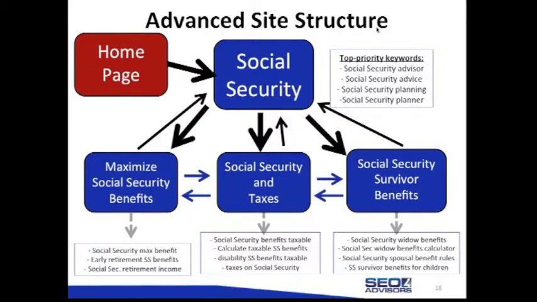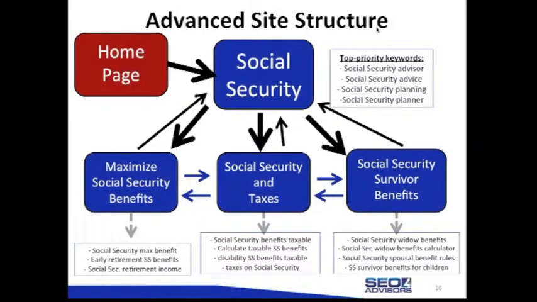But the point is to create a hub. In this case, your hub will be your Social Security page. So it might be abcfinancialplanning.com/Social Security. And that'll be your hub for everything Social Security that you're going to write about. On that page, you can link to your sub hubs, which might be Social Security and taxes, Social Security survivor benefits, and then those sub hubs could have very specific pages that answer maybe one specific question that people often have about Social Security.